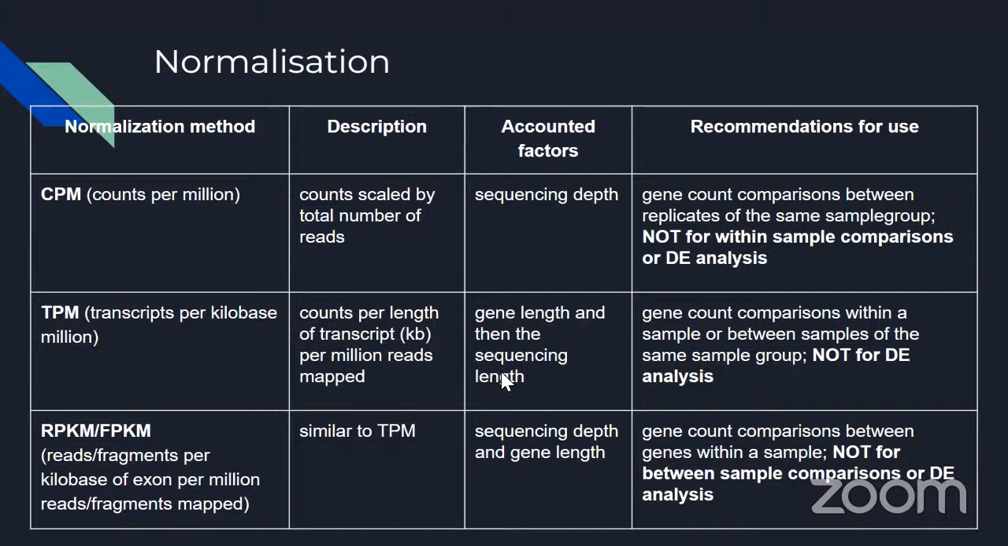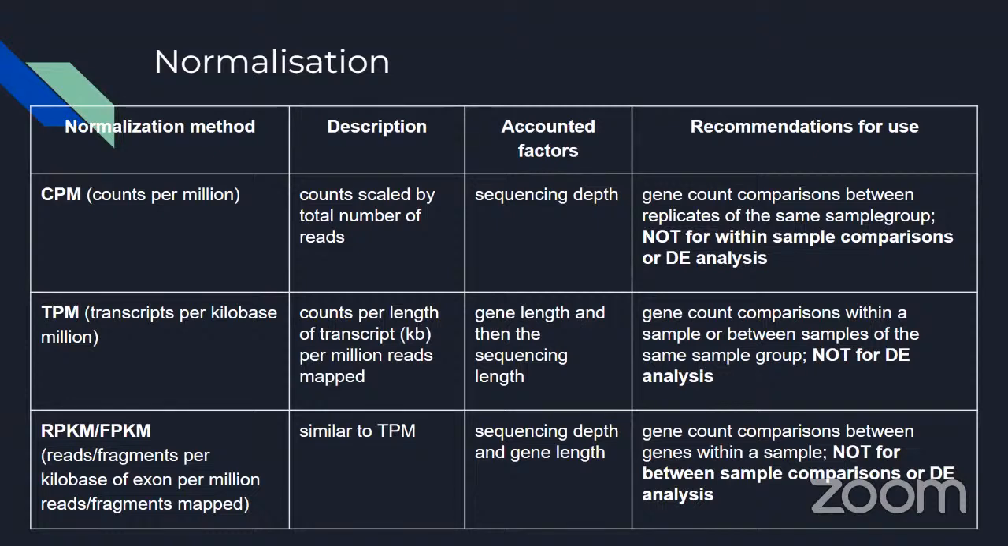This is a very simple switch, but the best part is that when you add up all the normalized counts for each sample, they're all the same. So this allows for between-sample comparison, as well as comparison within the same sample, but this does not allow for differential expression analysis.